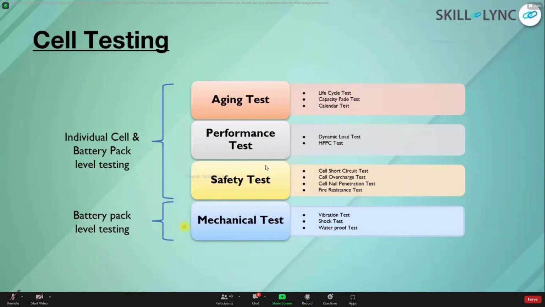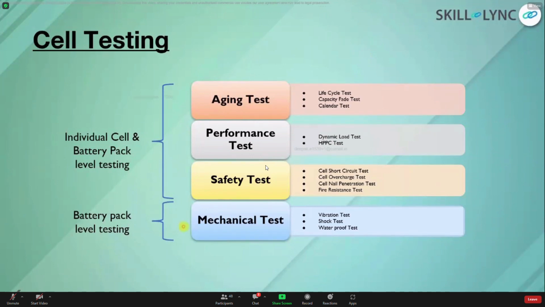Mechanical test, on the other hand, is only done for battery pack level testing. When the complete battery pack is done, that's when the mechanical test is done for the battery pack. It is not done for one single cell. So we got the idea about the different types of testing, the categories and the types of testing, and at what level all these tests are being done. Let's move on to our first category, and then we will see all the tests under this category in much more detail. The first category is aging test.